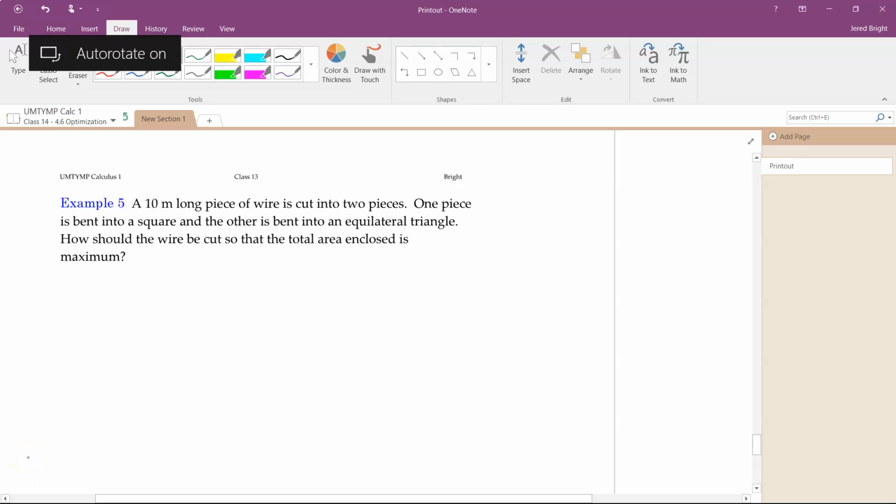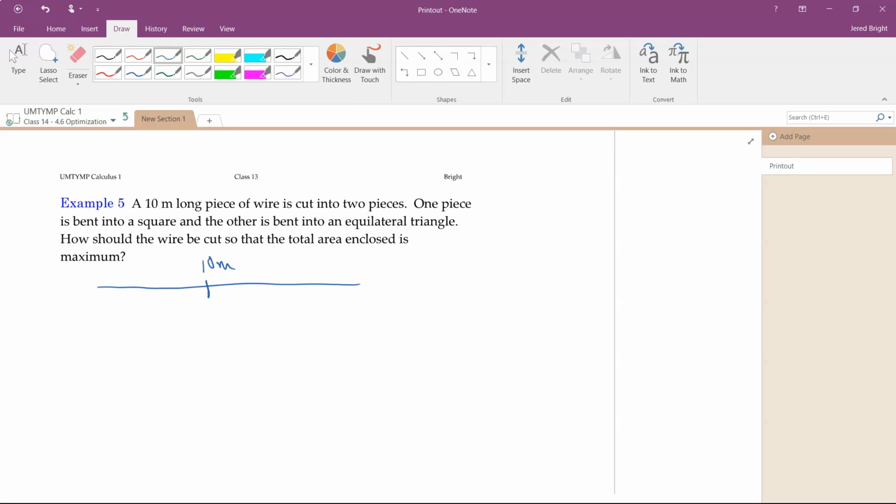In our last example, I really like this one because it is very geometric in nature. So what we're doing is we're taking a 10-meter long piece of wire and we're cutting it at some place. Okay, and we're making one into a square and one into an equilateral triangle. Okay, so if we call this x, this would be 10 minus x, right?